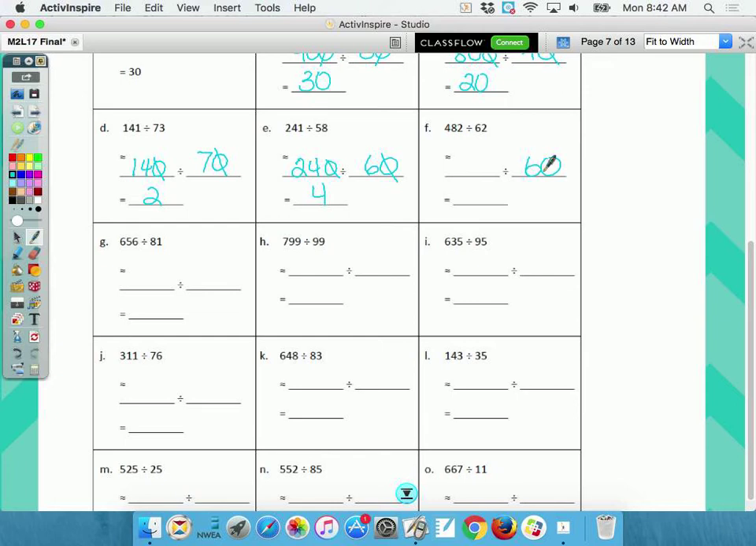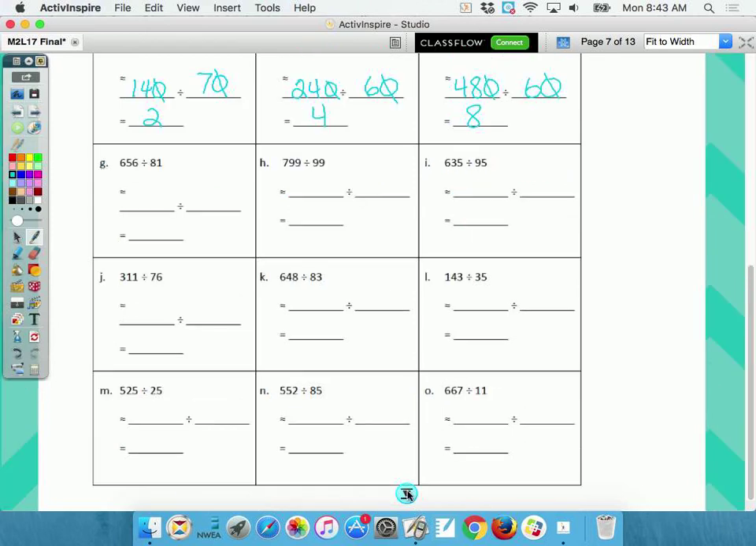Okay, now, this one. 480? I think they're giving us 480. I thought these were more difficult. Okay, 48 divided by 6? Let's see if they get harder. Please get harder for these children.